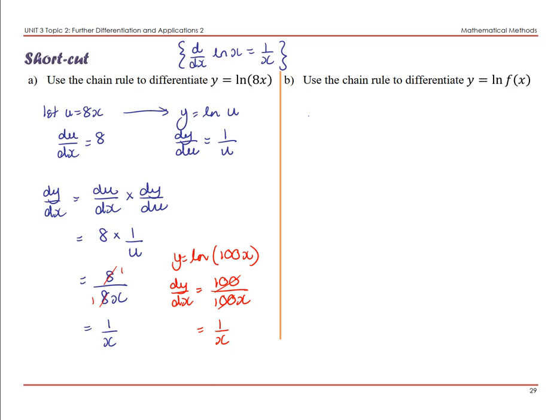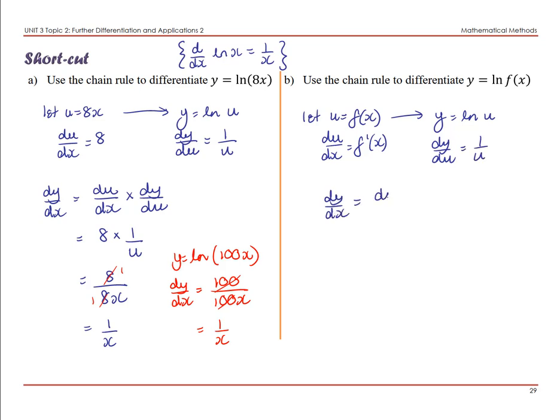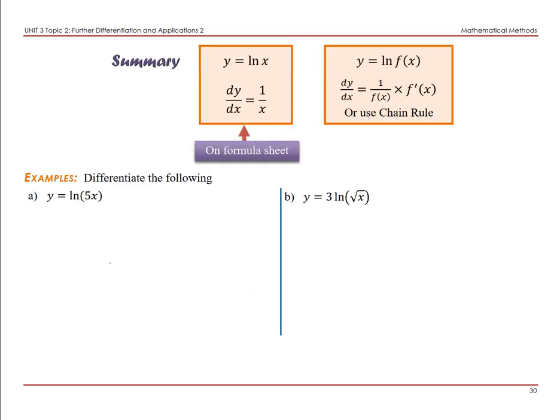If I have y equals ln of a function of x, let u equal f of x. That means y is ln of u. Differentiate both. du dx is f prime of x. dy du is 1 on u. So dy dx is du dx multiplied by dy du, which is f prime of x multiplied by 1 on u, which is f prime of x over f of x. So that's the shortcut. So let's do some examples.